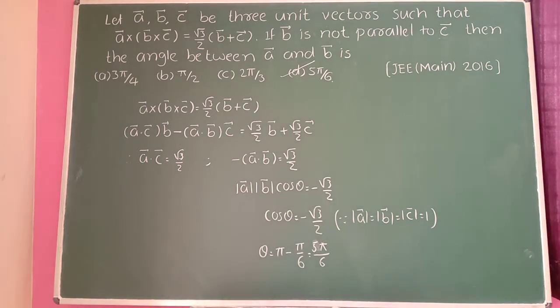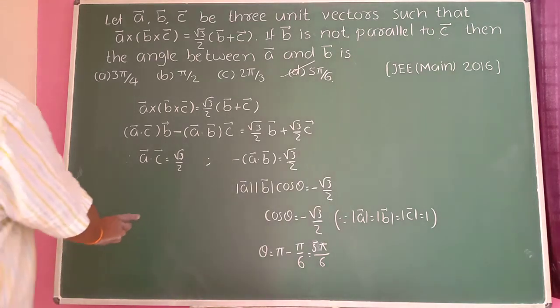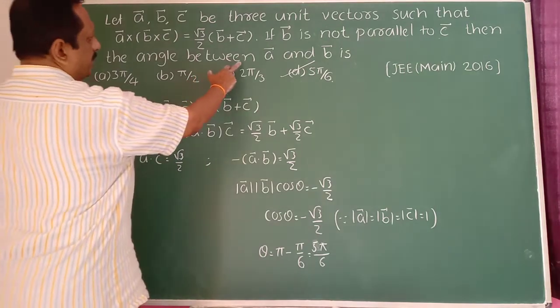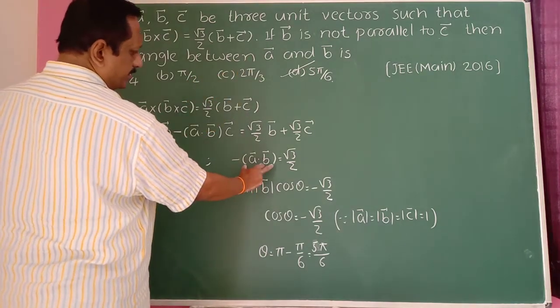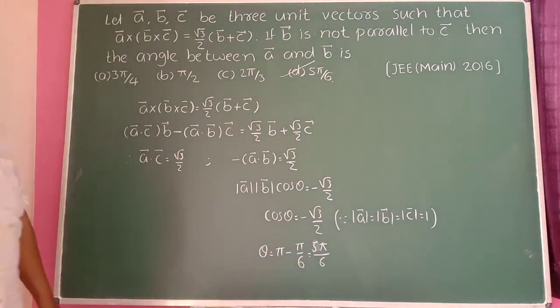Here in this case we want the angle between A bar and B bar. Therefore we do not take this term here. Therefore we want the angle between A bar and B bar, so take only this one and simplify it.